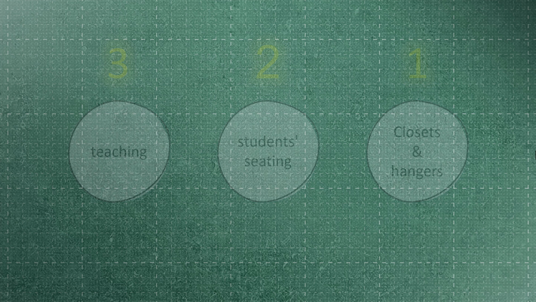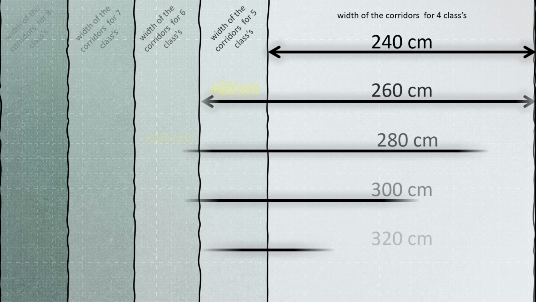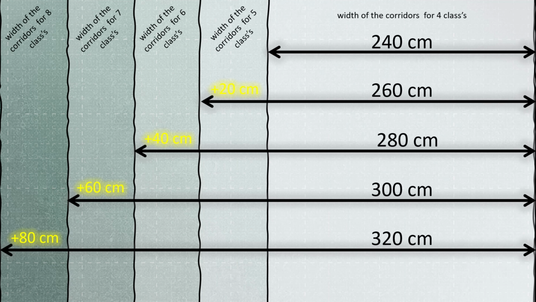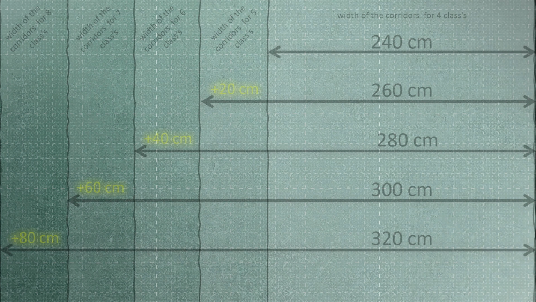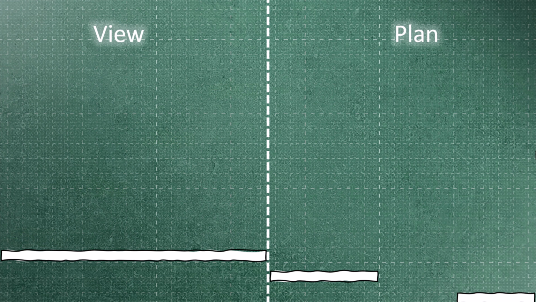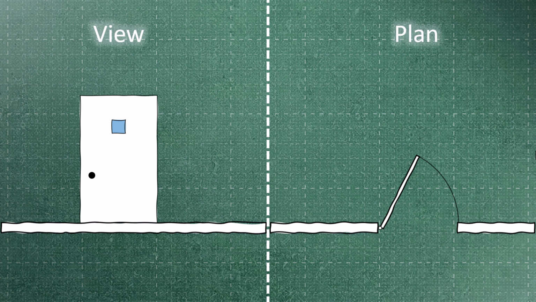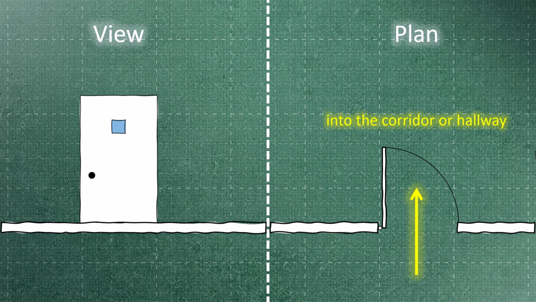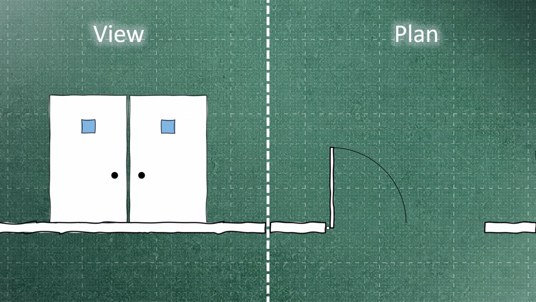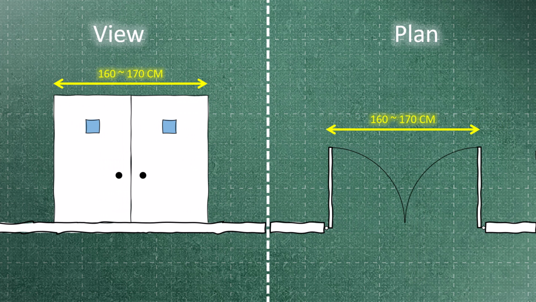For a school with 4 classrooms, the width of the corridor should be 240 centimeters, with an additional 20 centimeters allocated for each school. After the corridor, we come to the entrance door. Classroom doors should always open into the corridor or hallway, never inward into the classroom. The minimum width for these doors is 81 centimeters, with an ideal size ranging from 90 to 100 centimeters for single doors, and 160 to 170 centimeters for double doors.